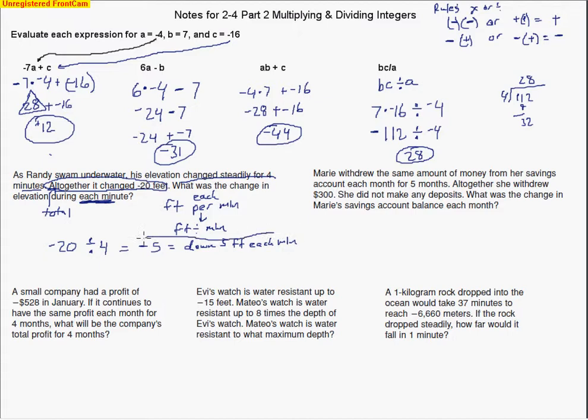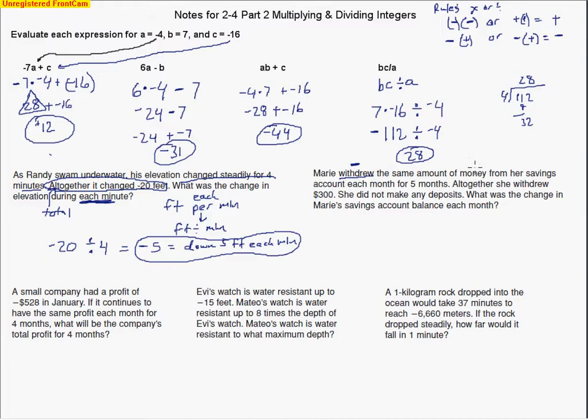So again, the -5 could be represented as going down 5. Down 5 is the same thing as -5. Marie withdrew. Withdrew means that you're taking away. So that's a minus sign. So whenever you see the word withdrew, think minus.